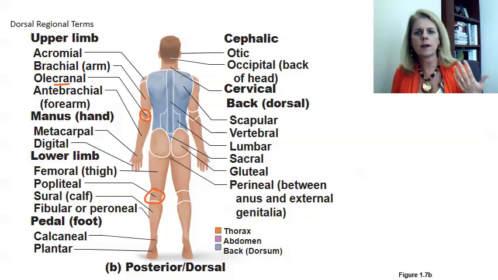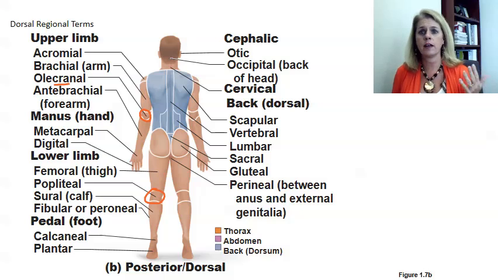Okay? So you want to make sure that you're paying attention not only to these terms, but do they change from the front to the back? All right? Does that make sense? So again, you're responsible for going through the body, understanding all these large regions and all the smaller regions that make a part of those regions.